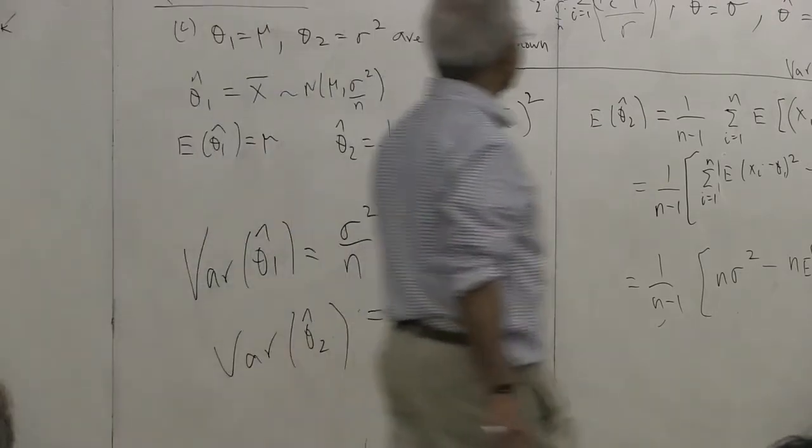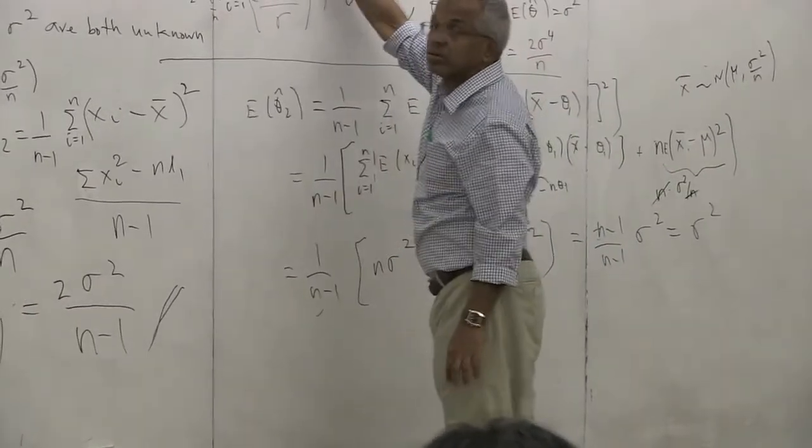Now let's find the Cramer Rao bound, okay. So I don't need all of this stuff. Let me just get some space off.